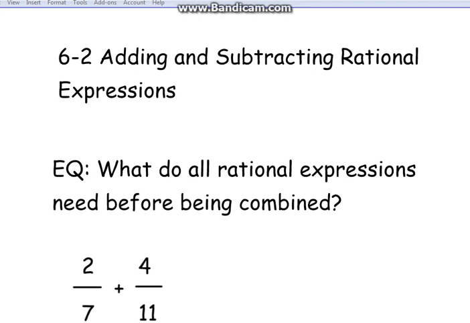All right, we're going to run through section 6-2, adding and subtracting rational expressions, really quickly here. I just want you guys to see how I think and get through this stuff a little bit quicker as I upload all of this stuff to Google Classroom.